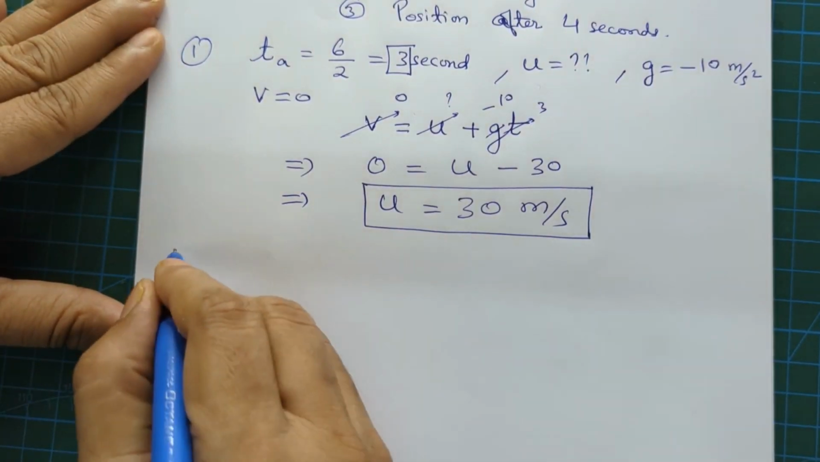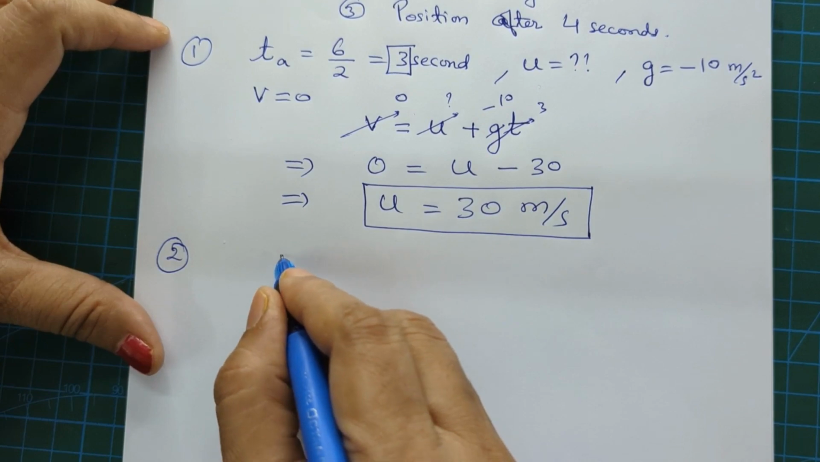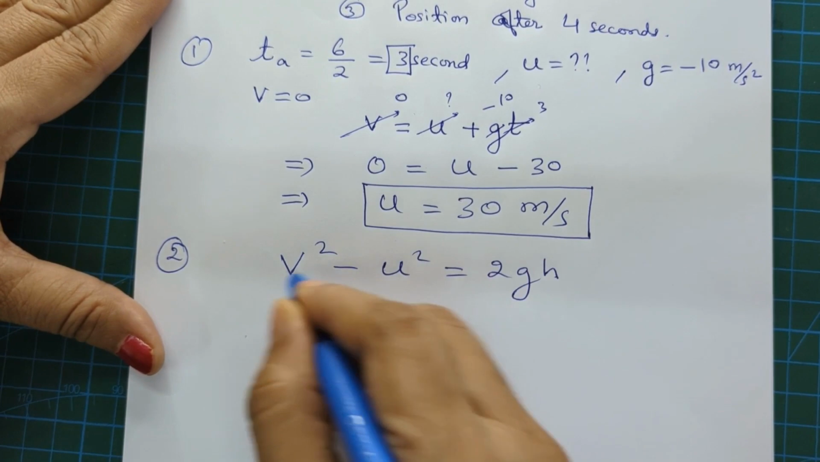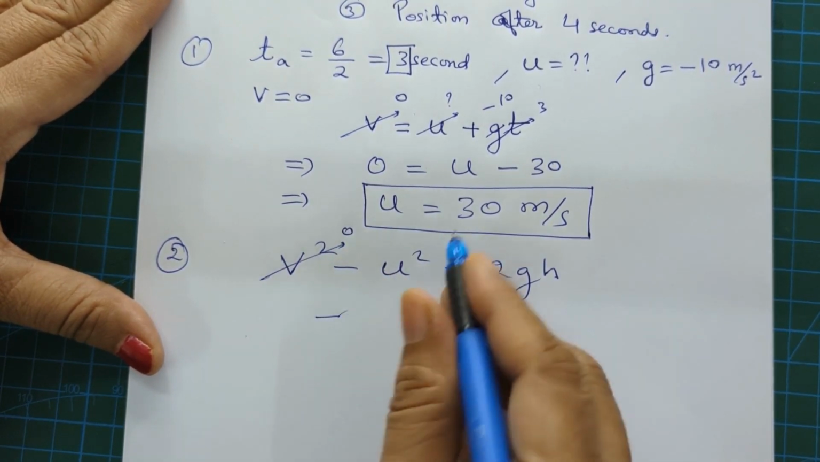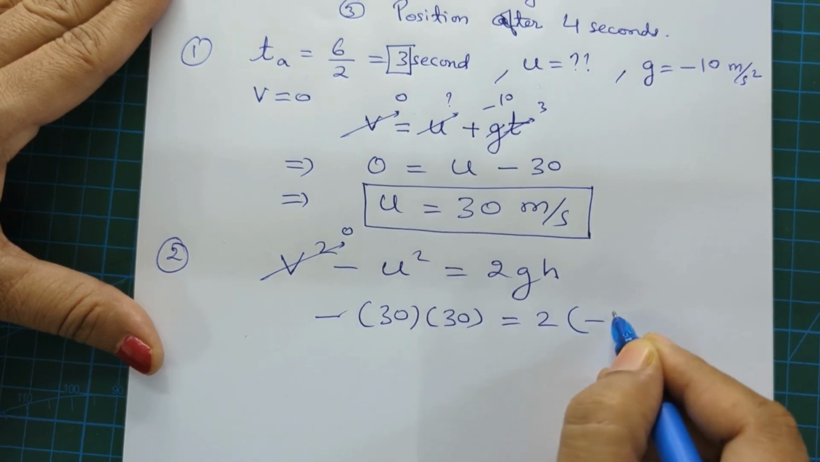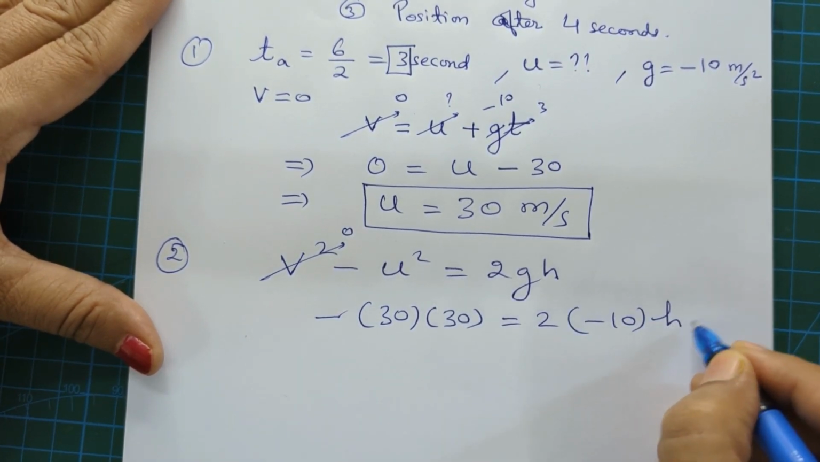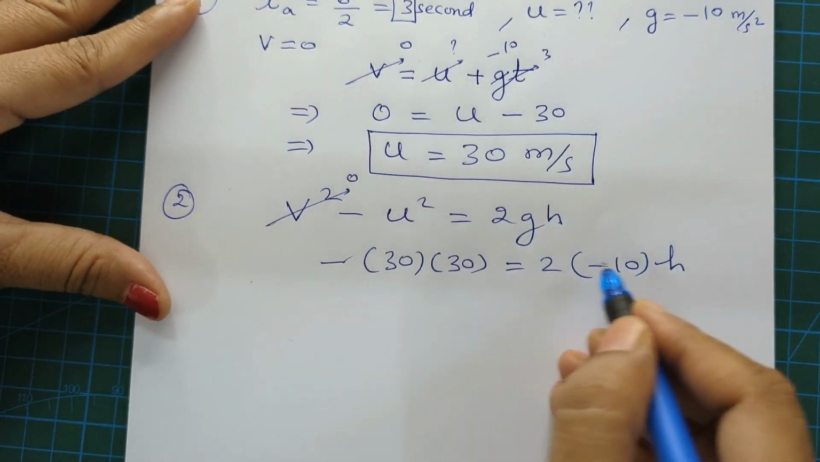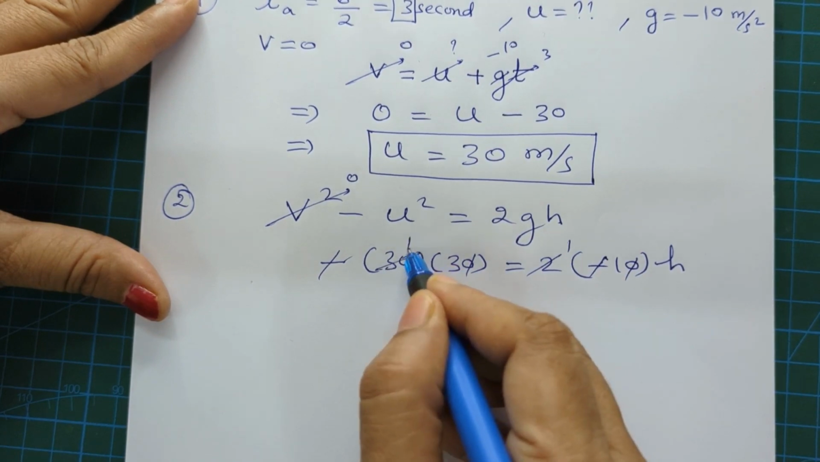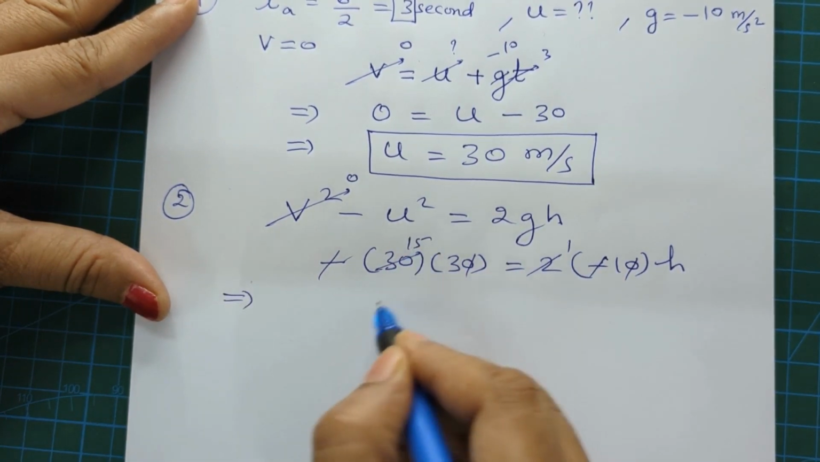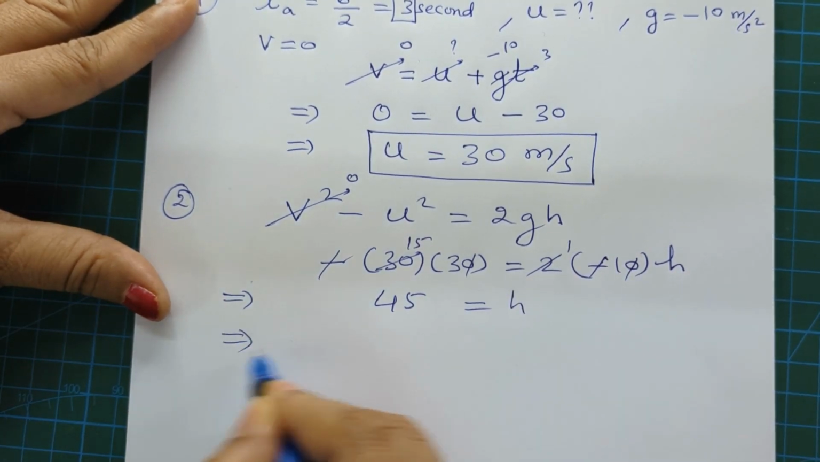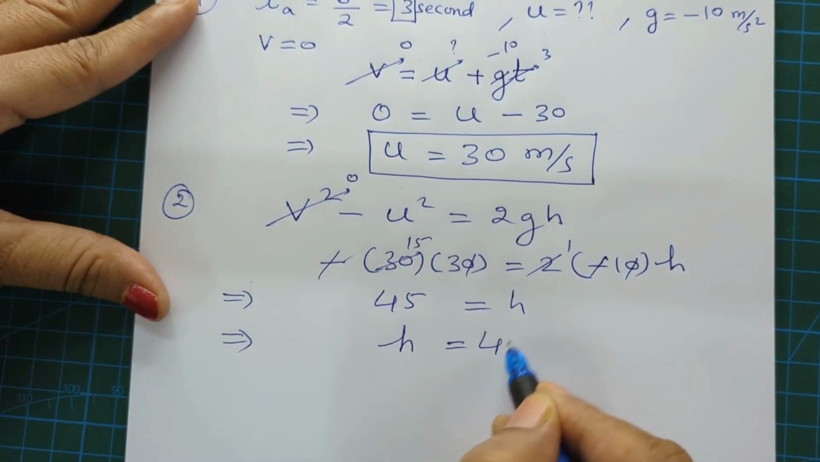The second one, what is the maximum height it attained? Using the equation v square minus u square is 2gh, final velocity is 0, and negative of 30 square. So 30 times 30 is 2 times negative 10, the deceleration, times h max. h is our requirement. Here you can cancel the two ones and the two 15s. So we have 15 threes 45, which is 1 into h. So the max height attained by the stone is 45 meters.